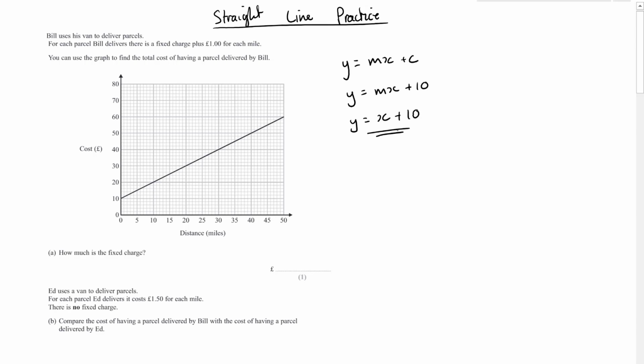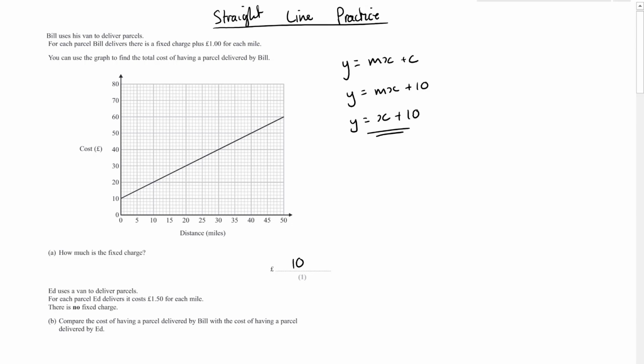Now we can answer the questions more freely now that we know the equation. So how much is the fixed charge? The fixed charge, even if he doesn't have to travel any distance, is £10. So that's our y-intercept. So that's £10.